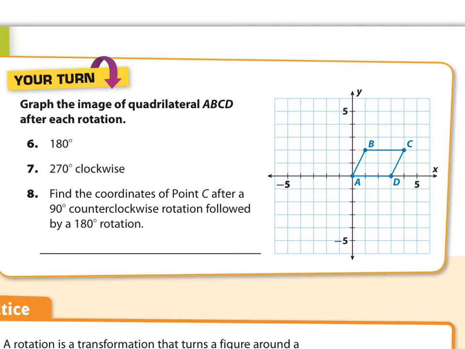And then part A says find the coordinates of point C after a 90-degree counterclockwise rotation, followed by 180-degree rotation. So I do want to show you these visually, because I think this is one of the hardest to just mentally picture it. It's a little bit difficult. So let's trace this first. Then, you know, let me try that one more time. Let's trace it. Okay, that's a little better.